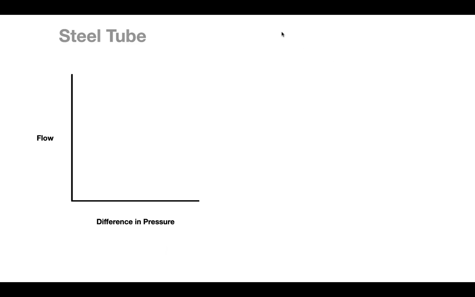So in order to understand how compliance plays into our physiology, we're going to look at an experiment where we compare a steel tube to a vessel. Now, what we're going to be doing is comparing the flow rates at differences in pressure. And remember that as we increase the difference in pressure, we increase the flow rate. So we're going to bring in our steel tube, and we're going to generate a certain pressure difference, and we'll just call that pressure difference P1. So the pressure difference of P1 generates a flow rate of around here.